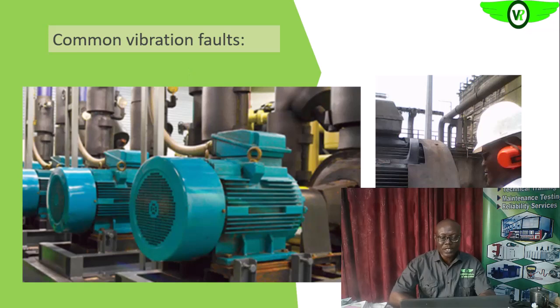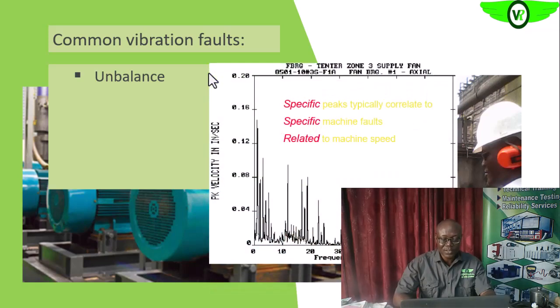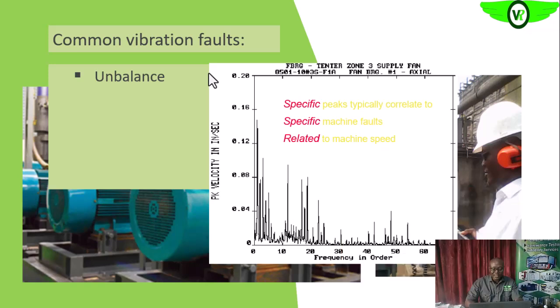So let us look at some common faults that we can detect using vibration analysis technology. The first fault that we can detect is unbalance. We are going to look at what an unbalance is and how we can identify an unbalanced condition in the equipment. Like we said earlier, unbalance is a one-time RPM event.